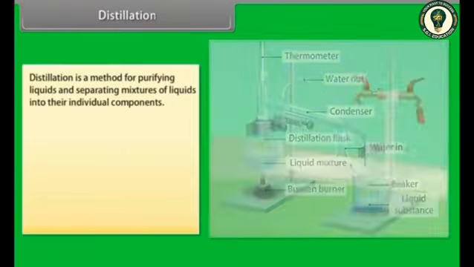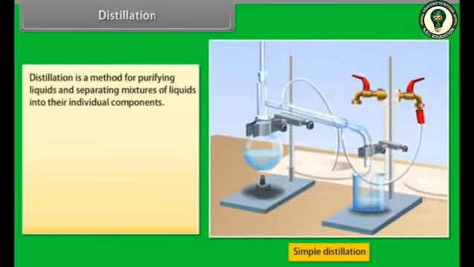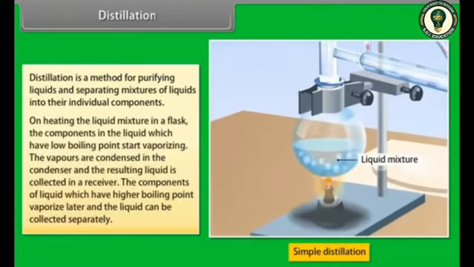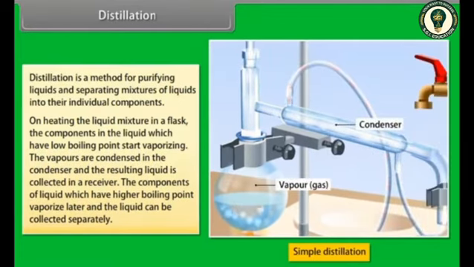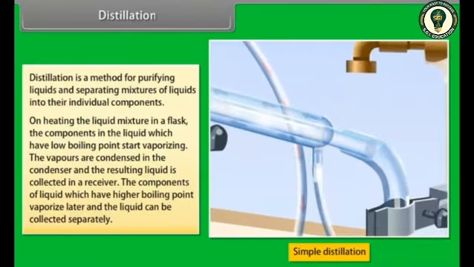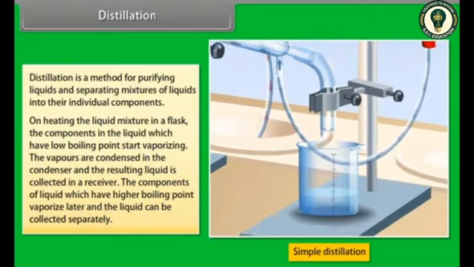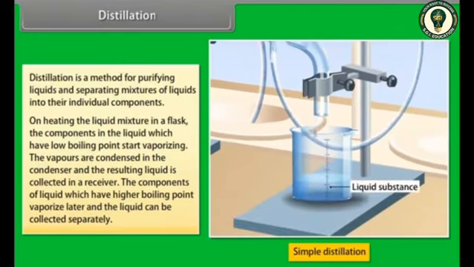Distillation. Distillation is a method for purifying liquids and separating mixtures of liquids into their individual components. On heating the liquid mixture in a flask, the components in the liquid which have low boiling point start vaporizing. The vapors are condensed in the condenser, and the resulting liquid is collected in a receiver. The components of liquid which have higher boiling point vaporize later, and the liquid can be collected separately.